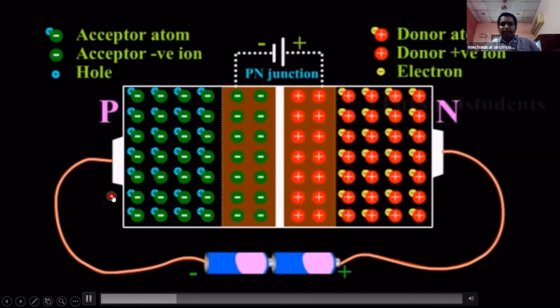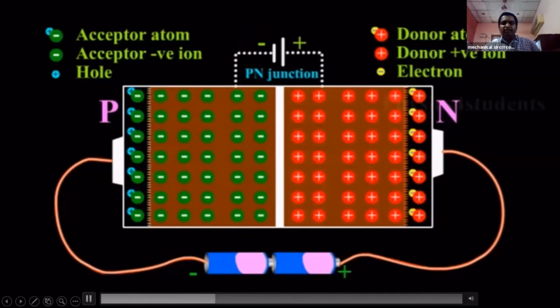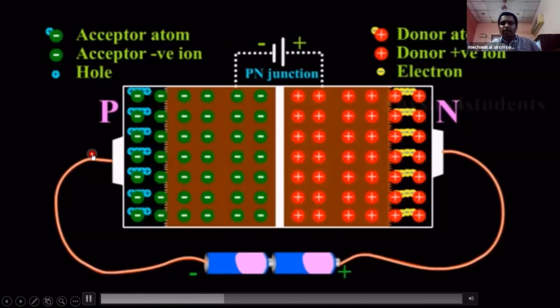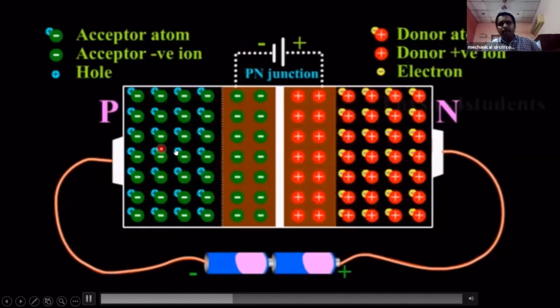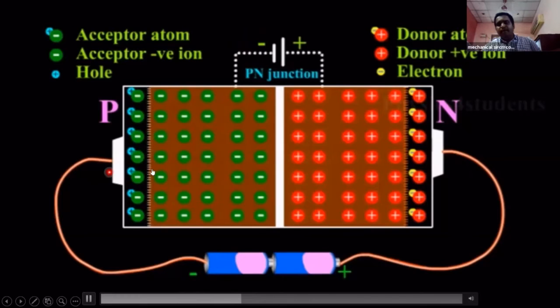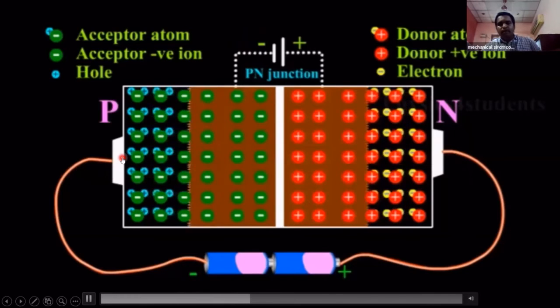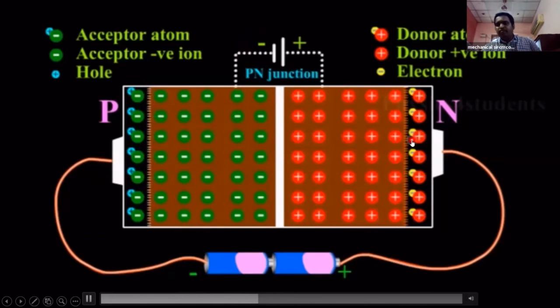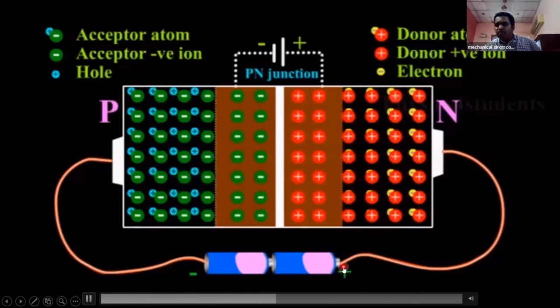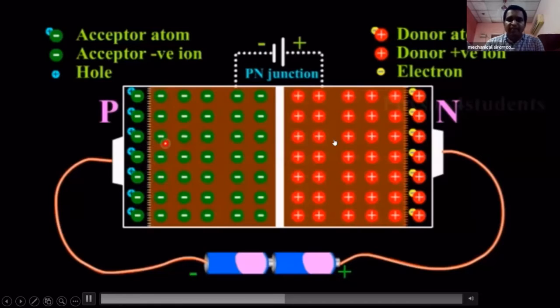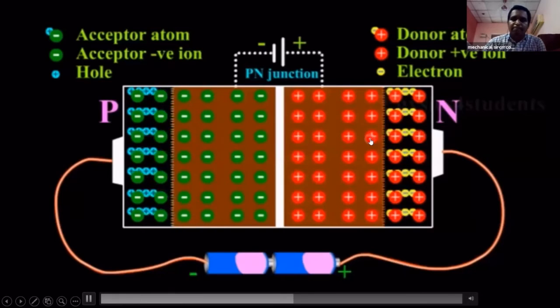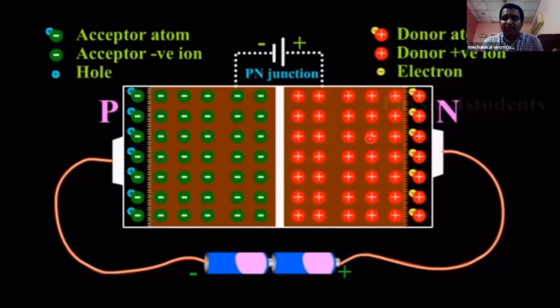Negative is connected to p-type material, positive is connected to n-type material in reverse bias. What will happen? There is attraction between the opposite poles. Because of that, holes are moving away from the junction and towards the terminal. Here also, electrons are moving away from the junction and towards the positive charge. That causes an increase of the barrier. If the barrier is increased, what will happen?